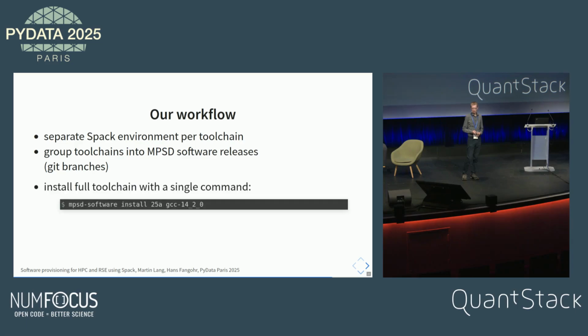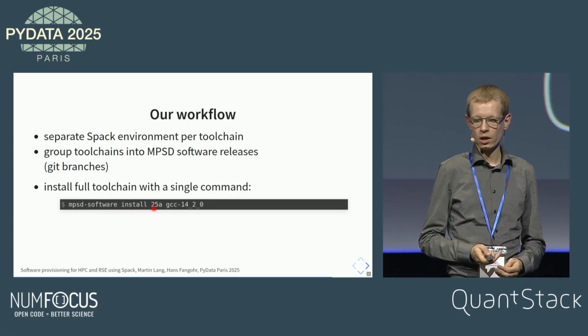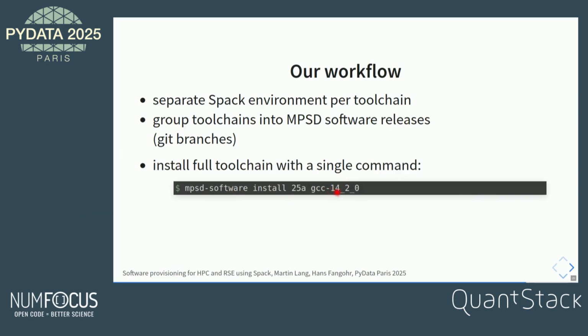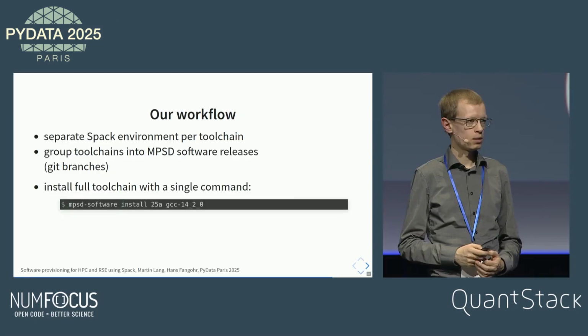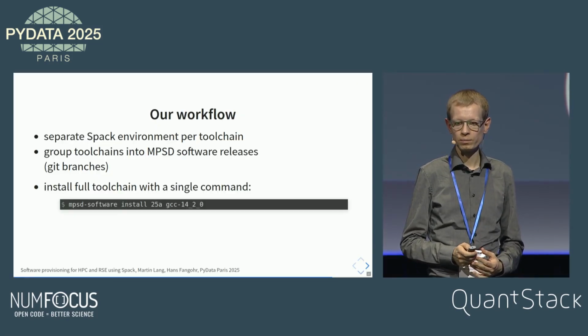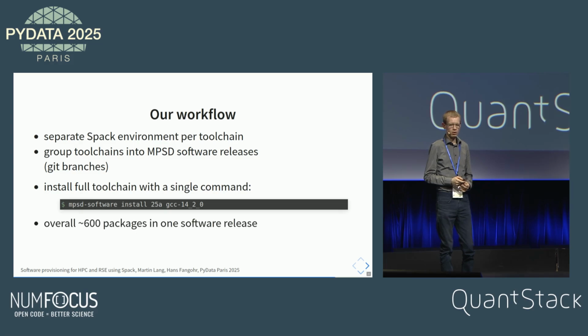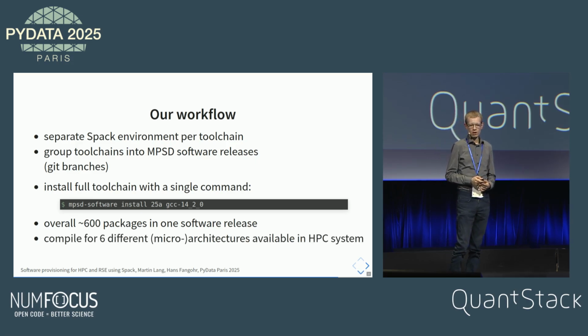And then we can use our command line tool, and we can run a single command, mpsd-software install, then we pick one of these releases, and then a toolchain, for example here a GCC 14.2 toolchain. This will download the required repositories, will install all the packages and set up the modules. And so once we have a working toolchain, recompiling the whole toolchain is fairly simple and straightforward, requires little human intervention. We have roughly 600 packages in one software release, and we have a somewhat heterogeneous HPC. So we compile for 6 different architectures and/or microarchitectures and provide the full software stack on all of these.